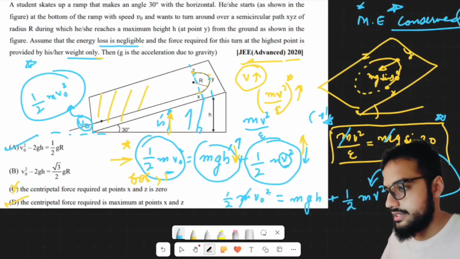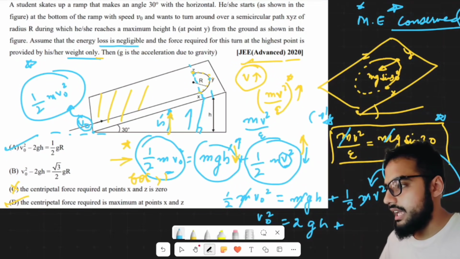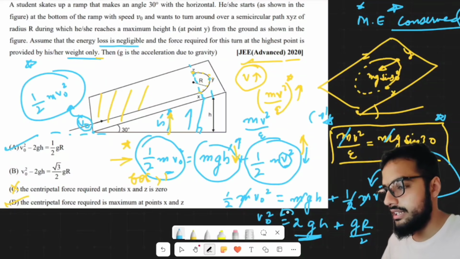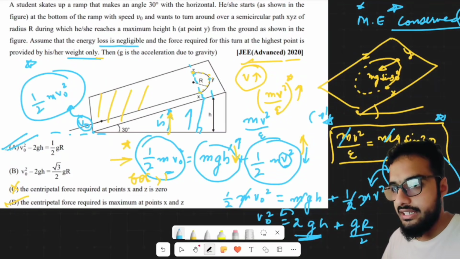You can see that m and m are going, multiply both sides by 2, so you'll have v naught square is equivalent to, and if we put this v square here in this equation, because we already multiplied both sides by 2, this is already gone, so you'll get gr by 2, and if we take this term to the LHS, we'll get the exact equation A.